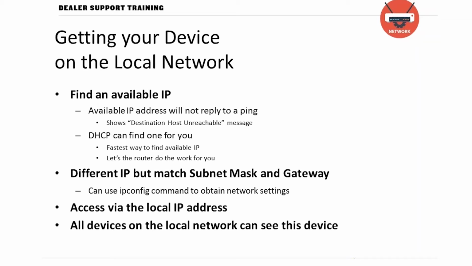Another simpler method would be to set the device to DHCP, and that will find one for you. It's the fastest way to find an available IP. It also lets the router do the work for you.